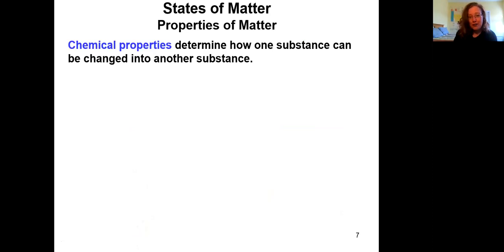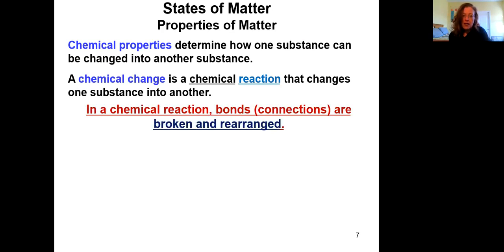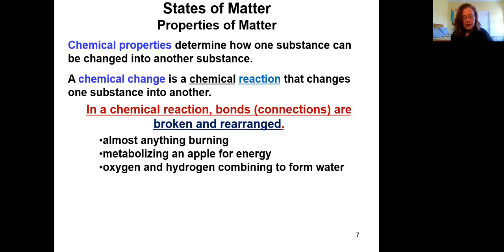Let's talk about the opposite of physical properties, chemical properties. These determine how one substance can be changed into another substance. That chemical change is better known as a chemical reaction. That changes one substance into another substance. In a chemical reaction, the bonds or connections are broken and rearranged. Pretty much anything burning is going to be a chemical reaction.